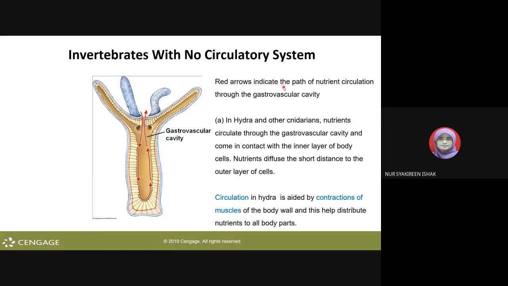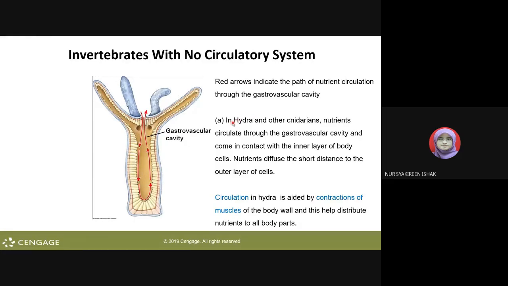The red arrows indicate the path for nutrient circulation throughout the gastrovascular cavity. As the food enters through the mouth, the tentacles catch the prey and shove it into the mouth, and then it is digested in the body cavity. Enzymes are released into this gastrovascular cavity and digest the nutrients, and the contraction of the body distributes the nutrients and also gases throughout the body. The nutrients can easily pass through the inner cell layer and the outer cell layer, so the process depends on simple diffusion.